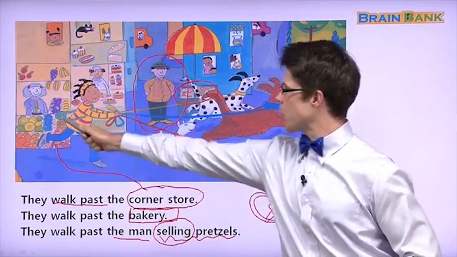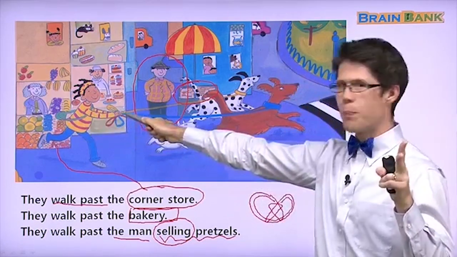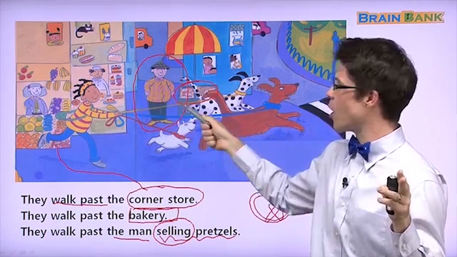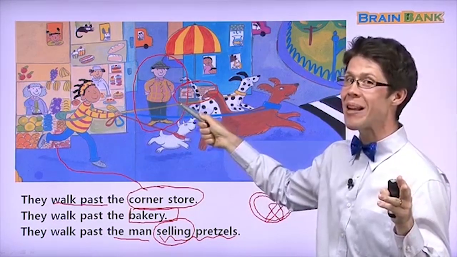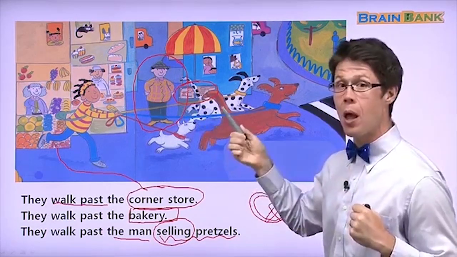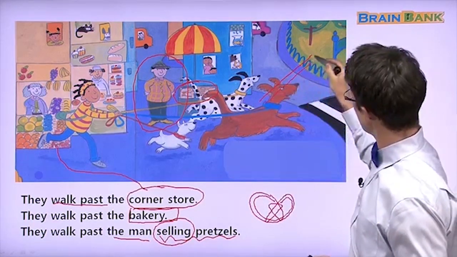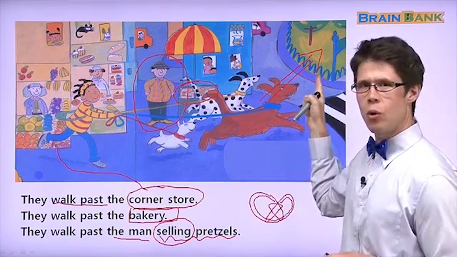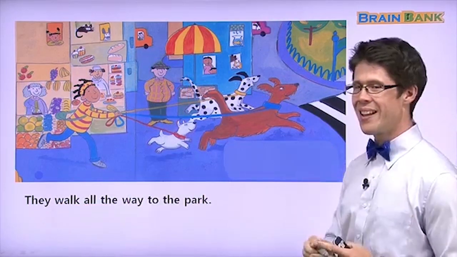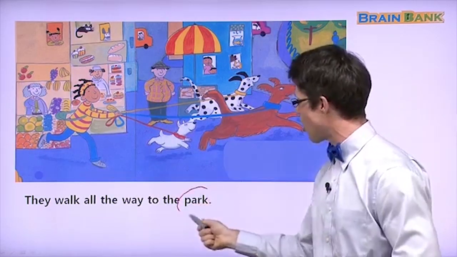All right. So, they walk past the corner store. Very good. They walked past the bakery. Excellent. And they walked past the man selling pretzels. Wonderful. But where are they going? 이쪽으로 가는데? 이거 어디요? 공원. Do you remember what it is? They walk all the way to the park.